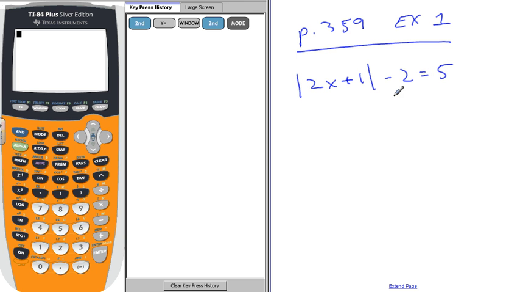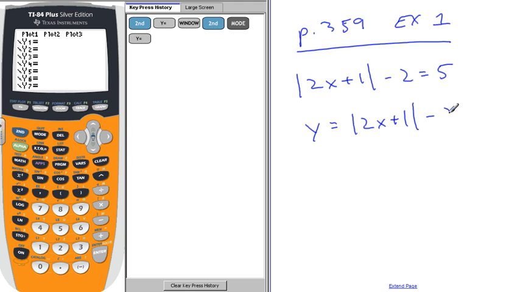Now our calculator can't handle an equation like that. Here's the y equals. So it wants y equals something. So all we're going to do is take this and split it into two equations. We're going to say y equals the absolute value of 2x plus 1 minus 2. And then we're going to set another y equal to 5. And all it is is the two halves of the equation. So let's call this y1, and we'll call this y2.